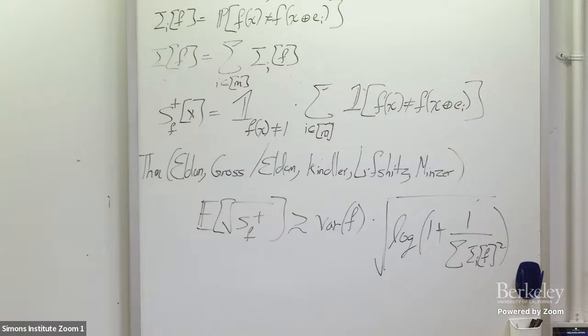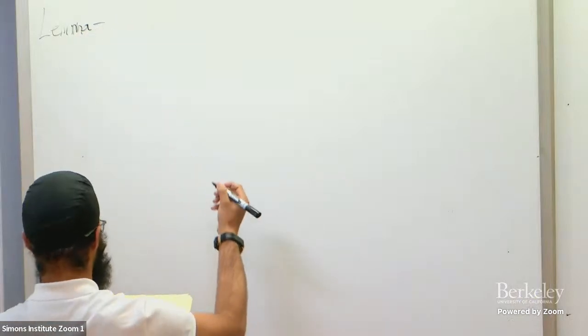So unfortunately, the first step of this proof is a little bit uninspiring. The first step is to derive some combinatorial decomposition on functions which are symmetric. I'm just going to state the lemma and maybe give the proof. Short.